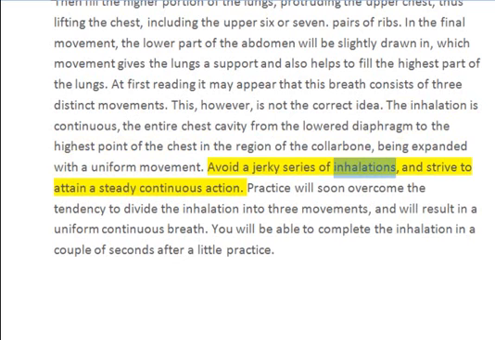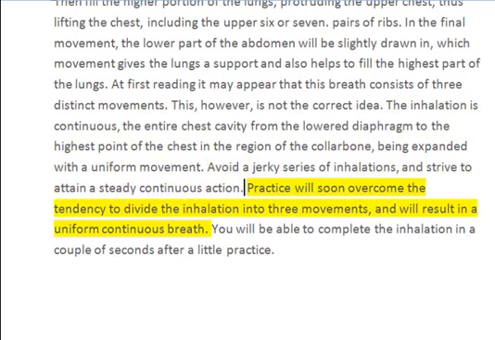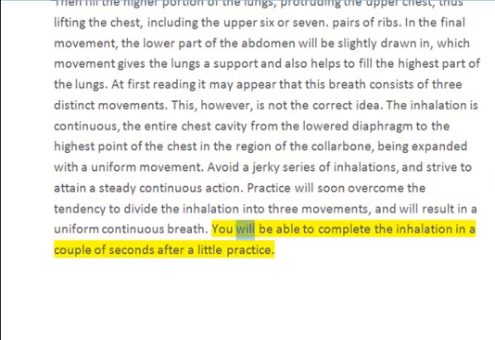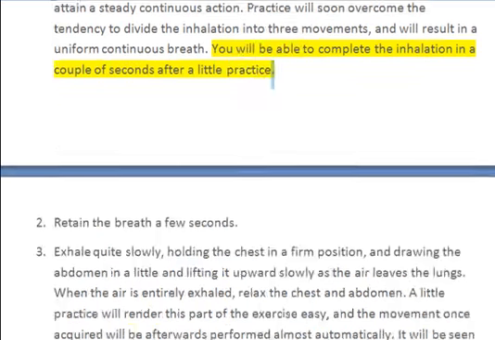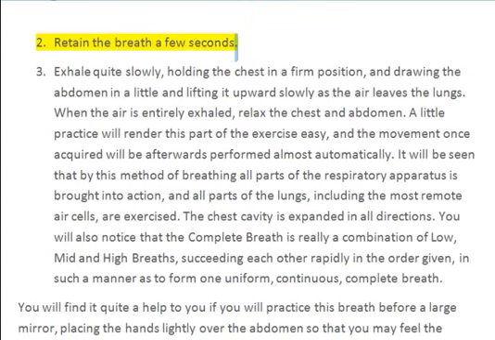Avoid a jerky series of inhalations, and strive to attain a steady continuous action. Practice will soon overcome the tendency to divide the inhalation into 3 movements, and will result in a uniform continuous breath. You will be able to complete the inhalation in a couple of seconds after a little practice. Retain the breath a few seconds.